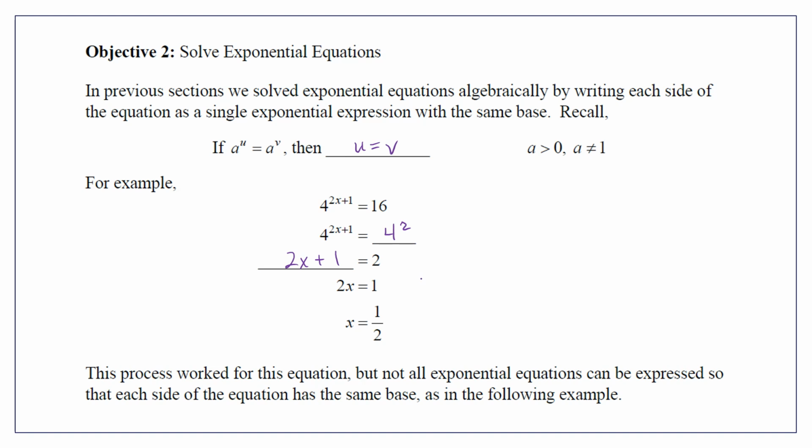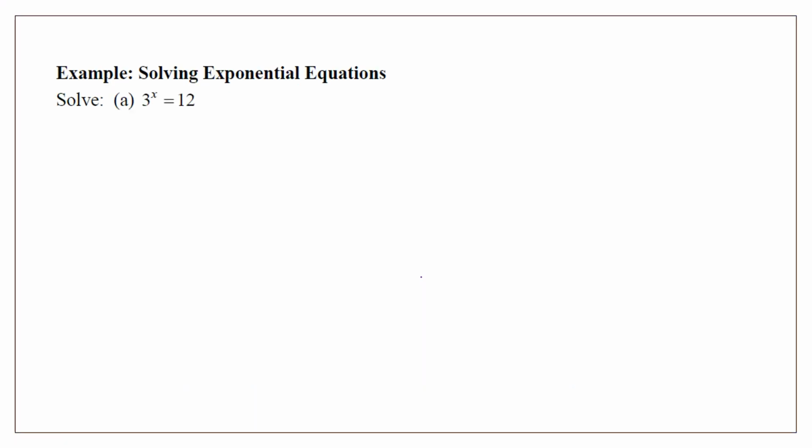So this process worked for this equation, but not all exponential equations can be expressed so that each side of the equation has the same base, as in the following example. 3 to the x equals 12 is our first one. And you see that we cannot write 12 with a base of 3. So since we can't do that, we can rewrite this exponential equation as a logarithmic equation. So we'll get x equals the log base 3 of 12.